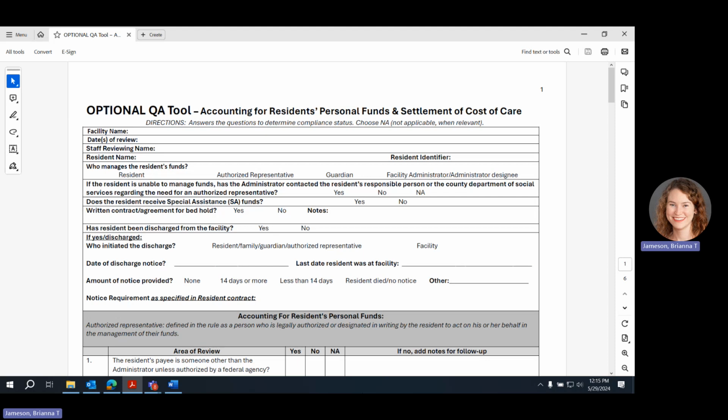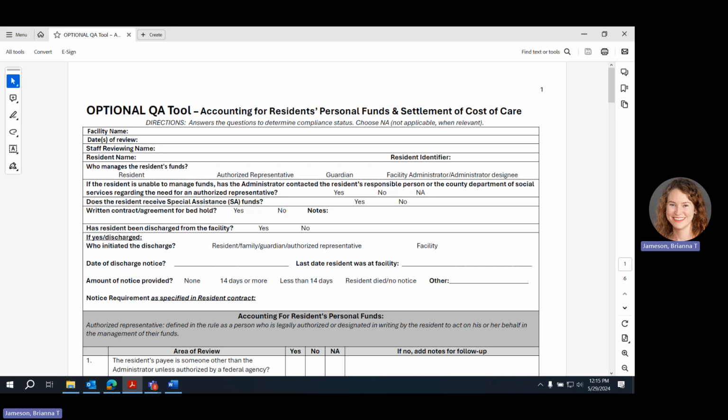Hello. Today we are going to review the optional QA tool for accounting for residents' personal funds and settlement of cost of care. Directions include answer the questions to determine the compliance status, choose NA, not applicable when relevant. Facility name, fill out the name of the facility.